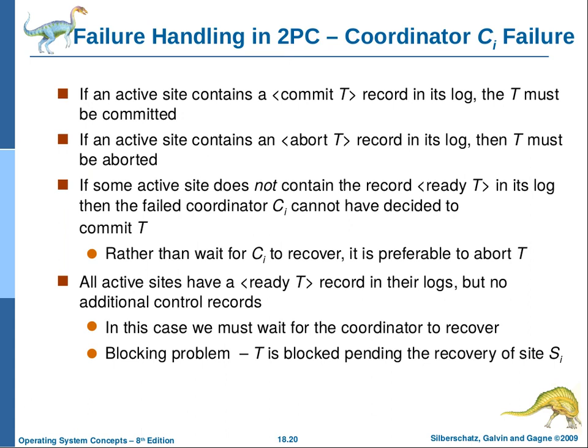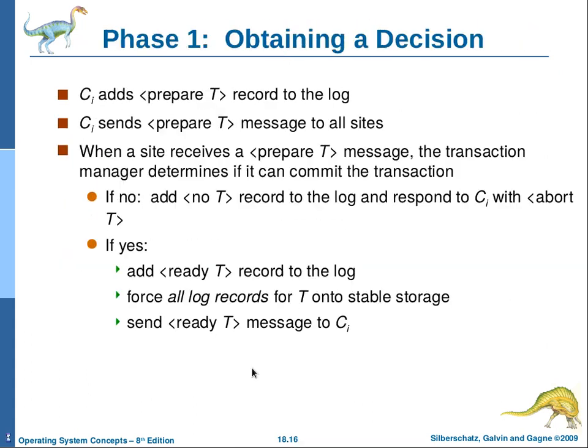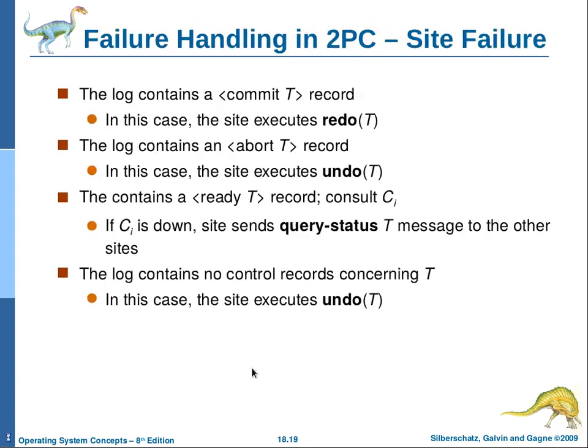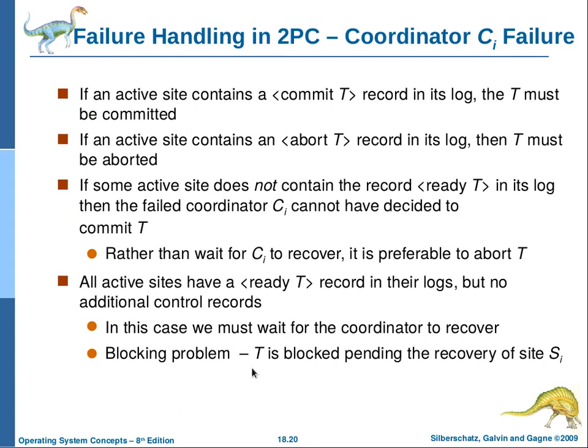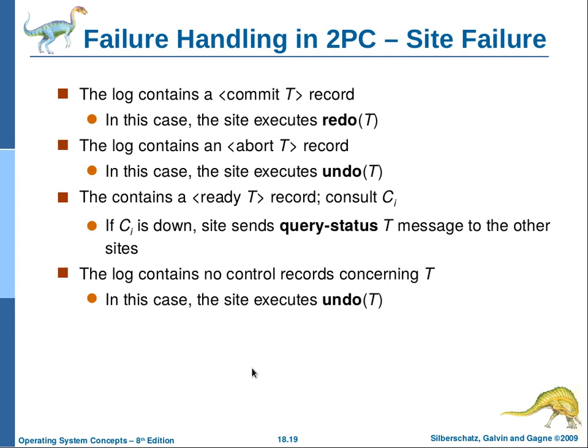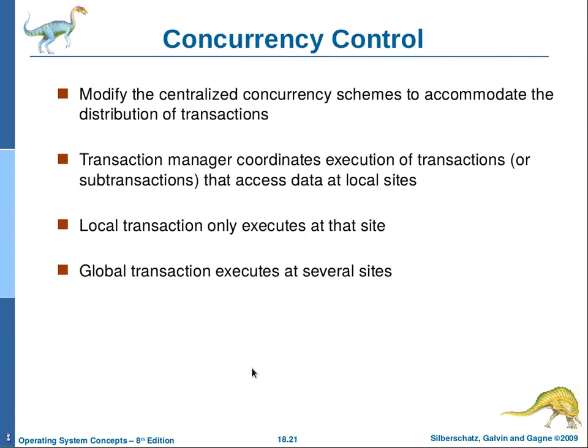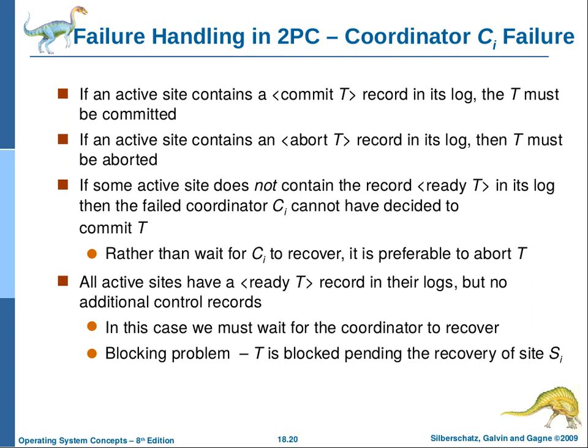It's in here, one moment. If the log contains a commit T record, then T must be committed, obviously. If it does not contain the record, the failed coordinator cannot have decided to commit, so rather than wait for C, it's preferred to abort T. All active sites have... Okay, so what they're saying here is it's always better to abort than to... Right. Well, that's kind of lame because they just said it's irrevocable and then they explain the situation where it can be revoked.